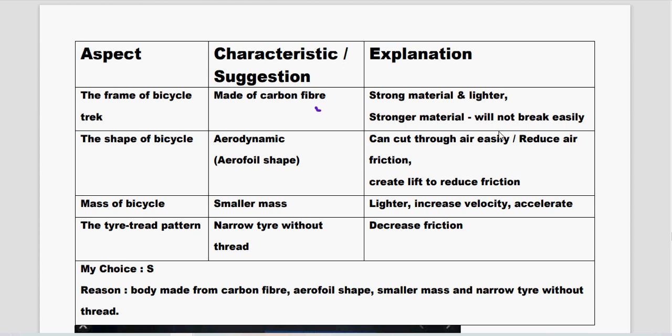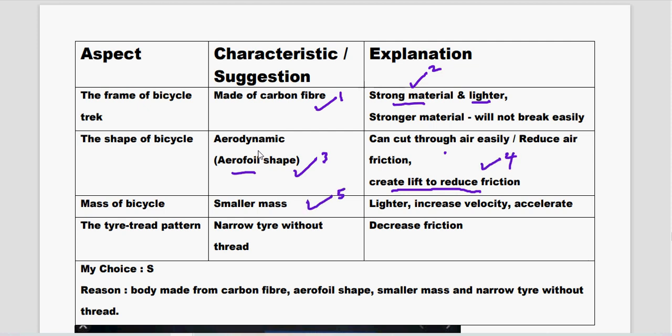Okay, carbon fiber, tick 1. Stronger material, tick 2. Or you can also write lighter. And then the shape, in this case will be aerofoil, tick 3. But I think if you write aerodynamic it can also give mark. Can cut through air easily. If aerofoil shape, it will create lift to reduce friction, tick 4. And then the mass of the bicycle should be smaller mass, tick 5.